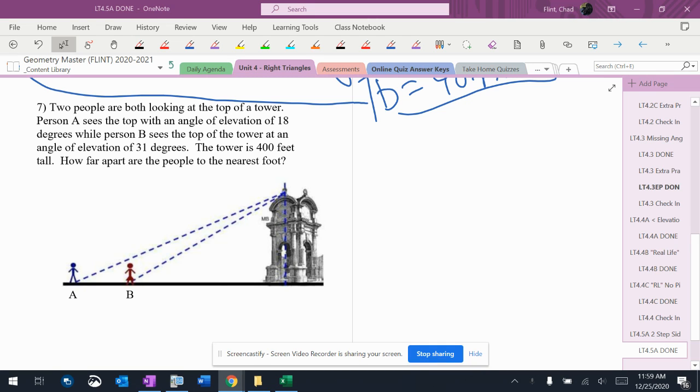Okay, so we have another one of these problems here that looks like the first. The tower, it says, is 400 feet tall. Person A has an angle of elevation of 18, and person B has an angle of elevation of 31, so there's my two angles. It says how far apart are the people, so it wants to know that distance right there.